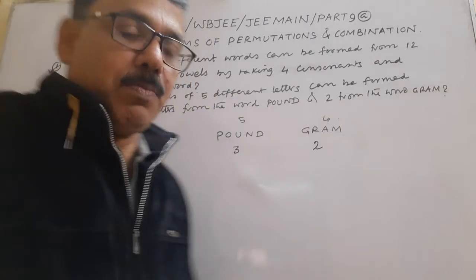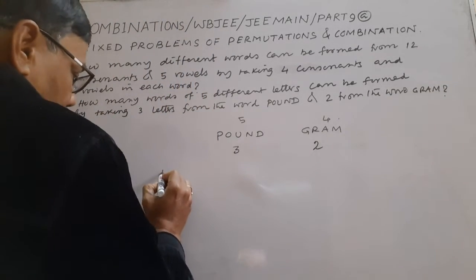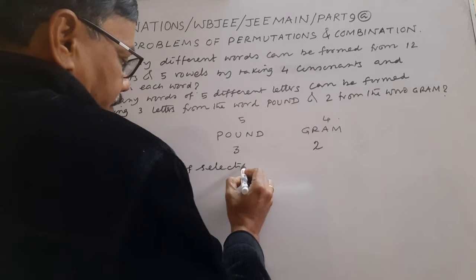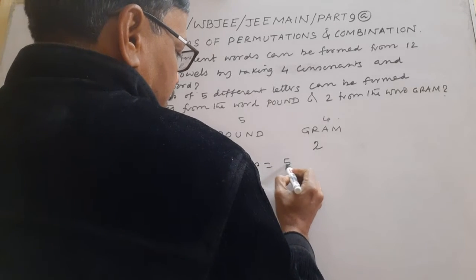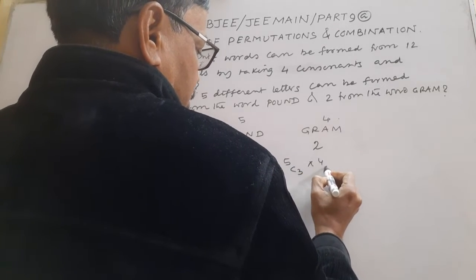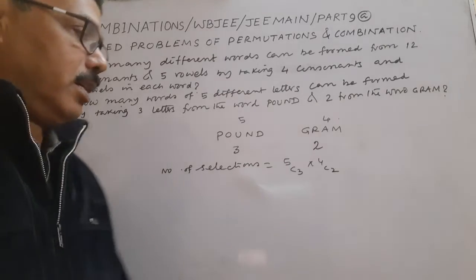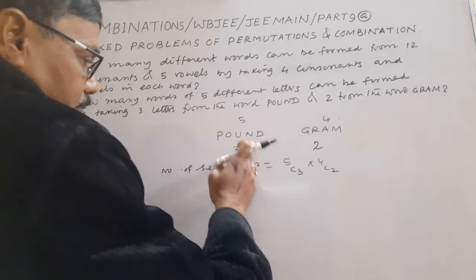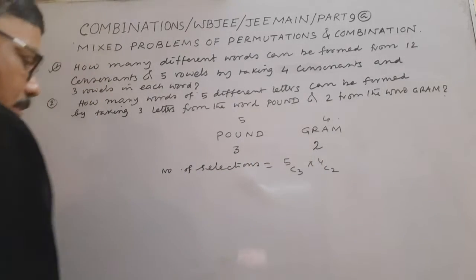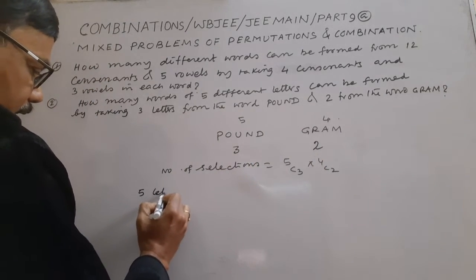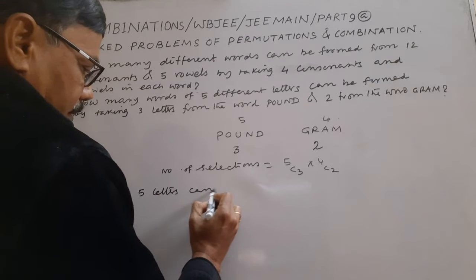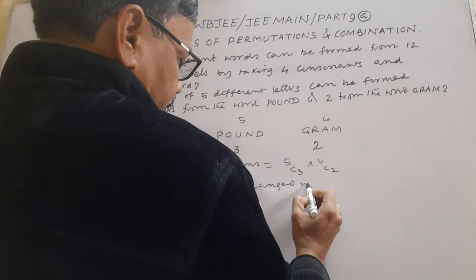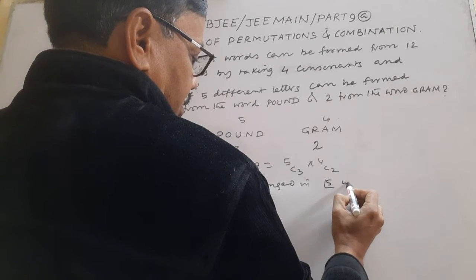So the number of selections is 100% the same as earlier: 5C3 into 4C2. Letters are different. So this is the selection. We select 3 plus 2 equals 5 letters. So 5 letters can be arranged in factorial 5 ways.